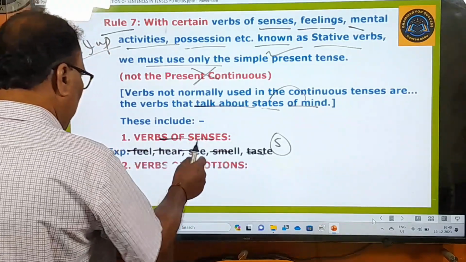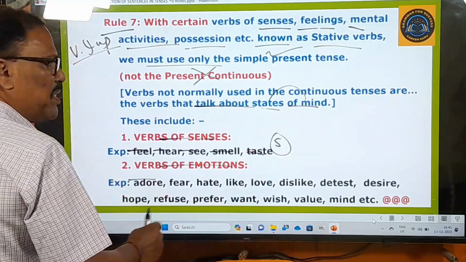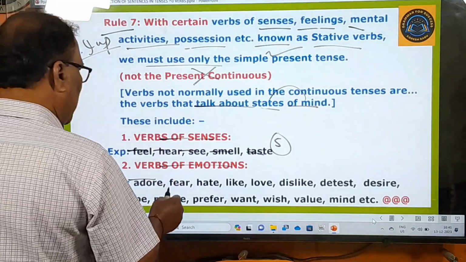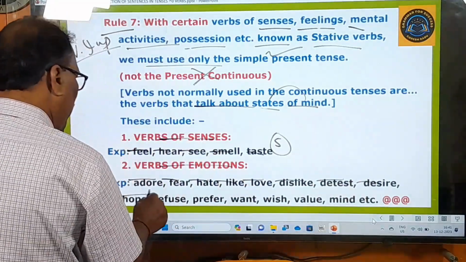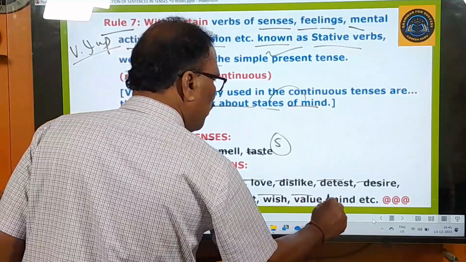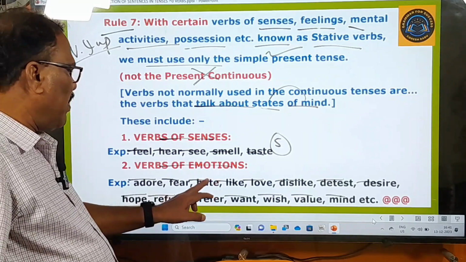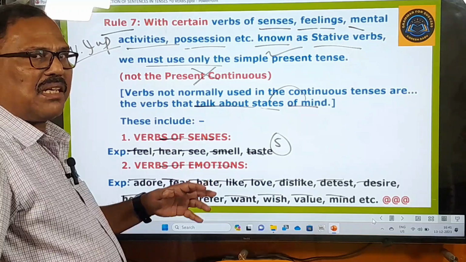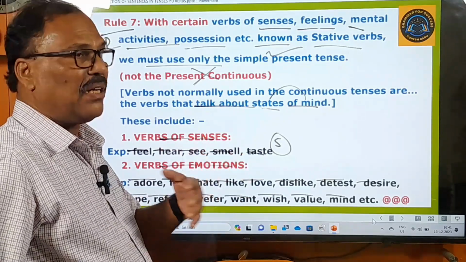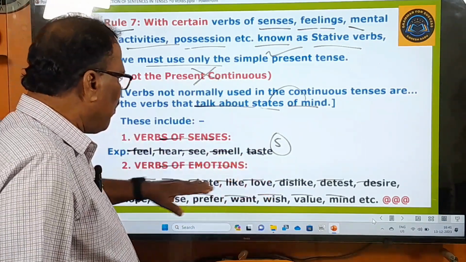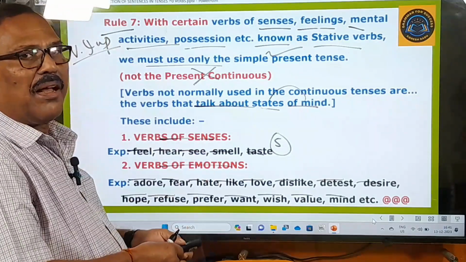And next, verbs of emotions are there. What are the verbs of emotions? I am giving you a list. Adore means worship. I adore you as my goddess, like that. Fear, hate, like, love, dislike, detest, desire, hope, refuse, prefer, want, wish, value, mind, etc. There are many verbs, but I have given the very important verbs here. Generally the girls say, I hate you. They don't say, I'm hating you. And the hero says, I love you. He doesn't say, I am loving you. Generally nobody will use these verbs in the continuous tenses. Knowingly or unknowingly they use these verbs only in the simple present tense.